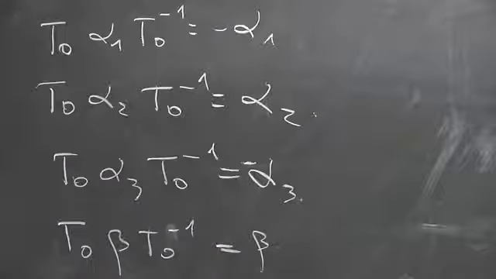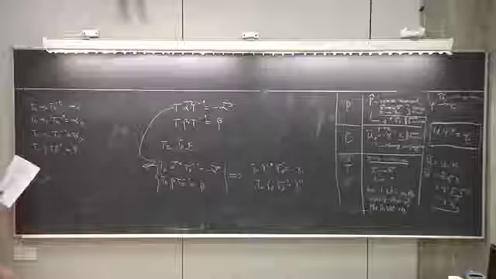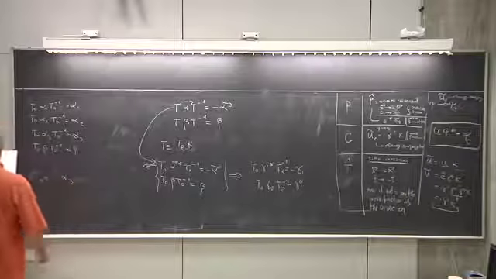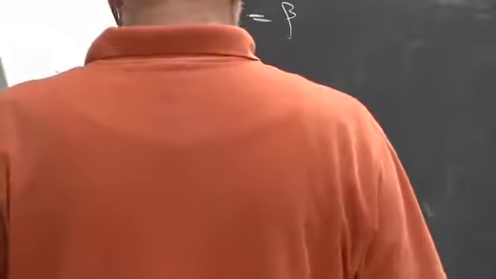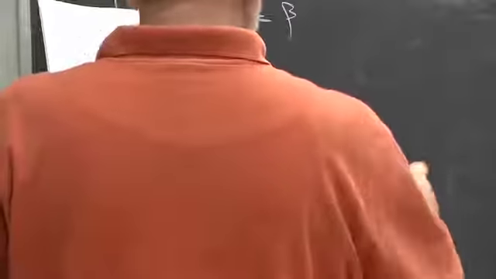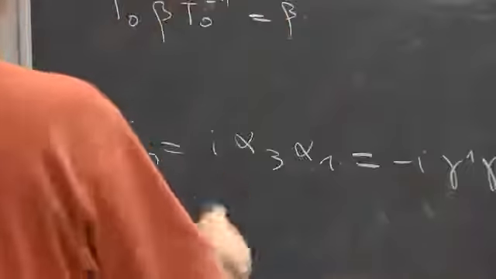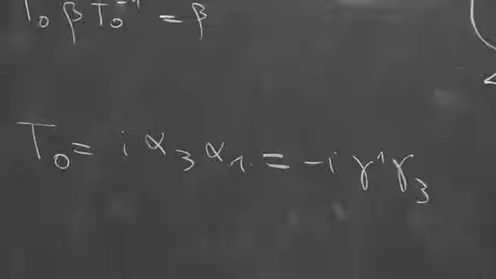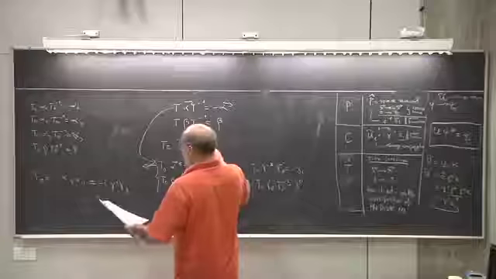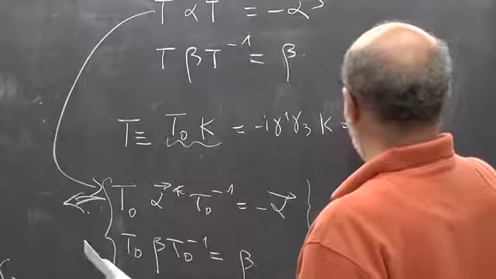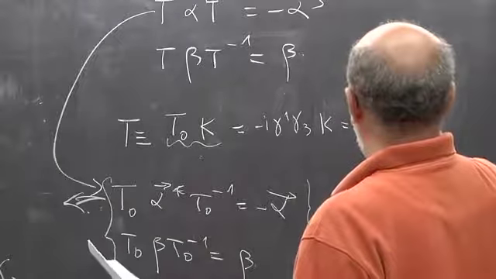Then I can show to you, at least we can verify, we will verify next time, that T0 is alpha 3 times alpha 1. If you want to use the gamma matrices instead of the alpha, then it is minus i gamma 1 gamma 3. So this is T0. So let's get back here. T is T0, and we know it is i gamma 1 gamma 3 times the complex conjugation, or plus i gamma 3 gamma 1 K.